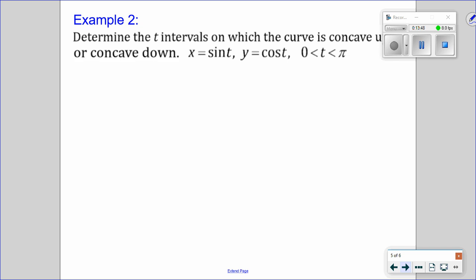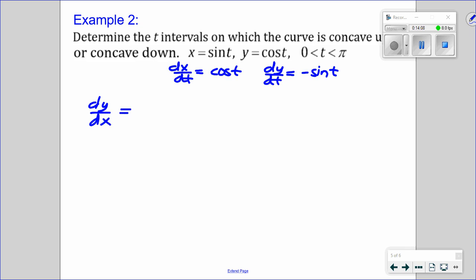Okay, so first we've got to find the first derivative. So I would just jump right in, find dx over dt, derivative of sine is cosine, find dy over dt, derivative of cosine is negative sine. Okay, so then we know dy over dx is going to equal negative sine of t divided by cosine of t, because it's dy/dt over dx/dt.